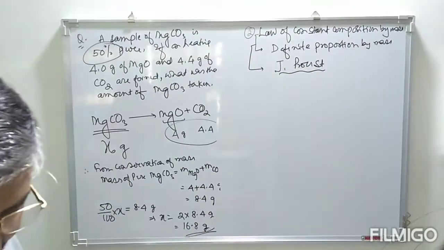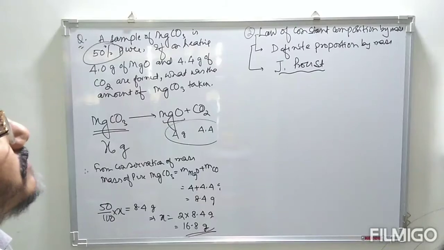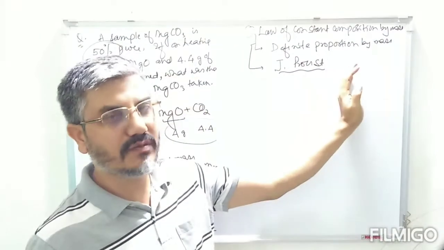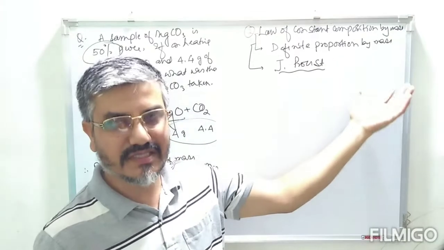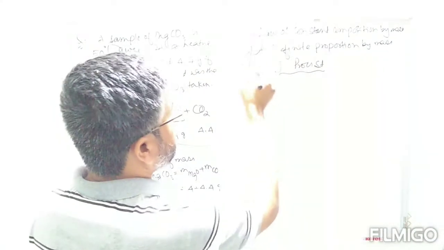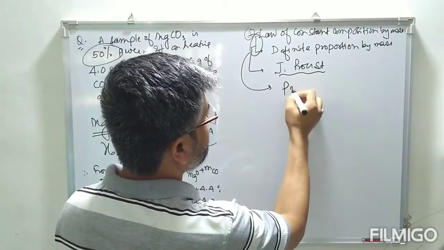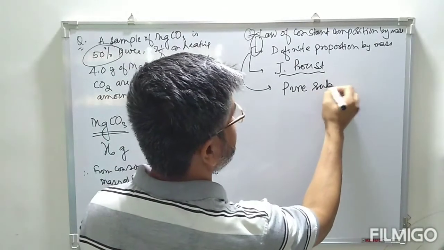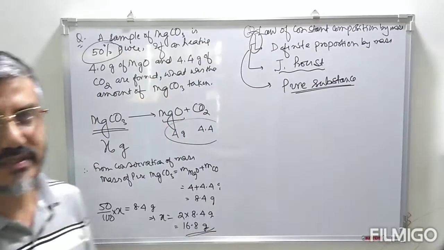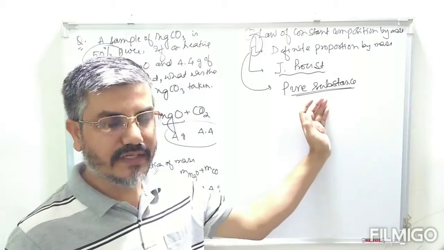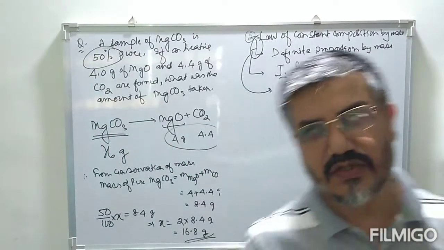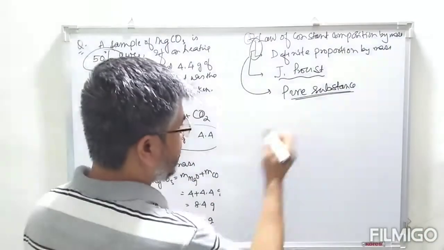Now look at this. This law of constant composition by mass, or law of definite proportion by mass, or law of definite composition by mass, or law of definite percentage composition by mass, is applicable only for pure substances. This law cannot be applied to impure substances. It is applicable only for pure substances. Let me give you some examples first.